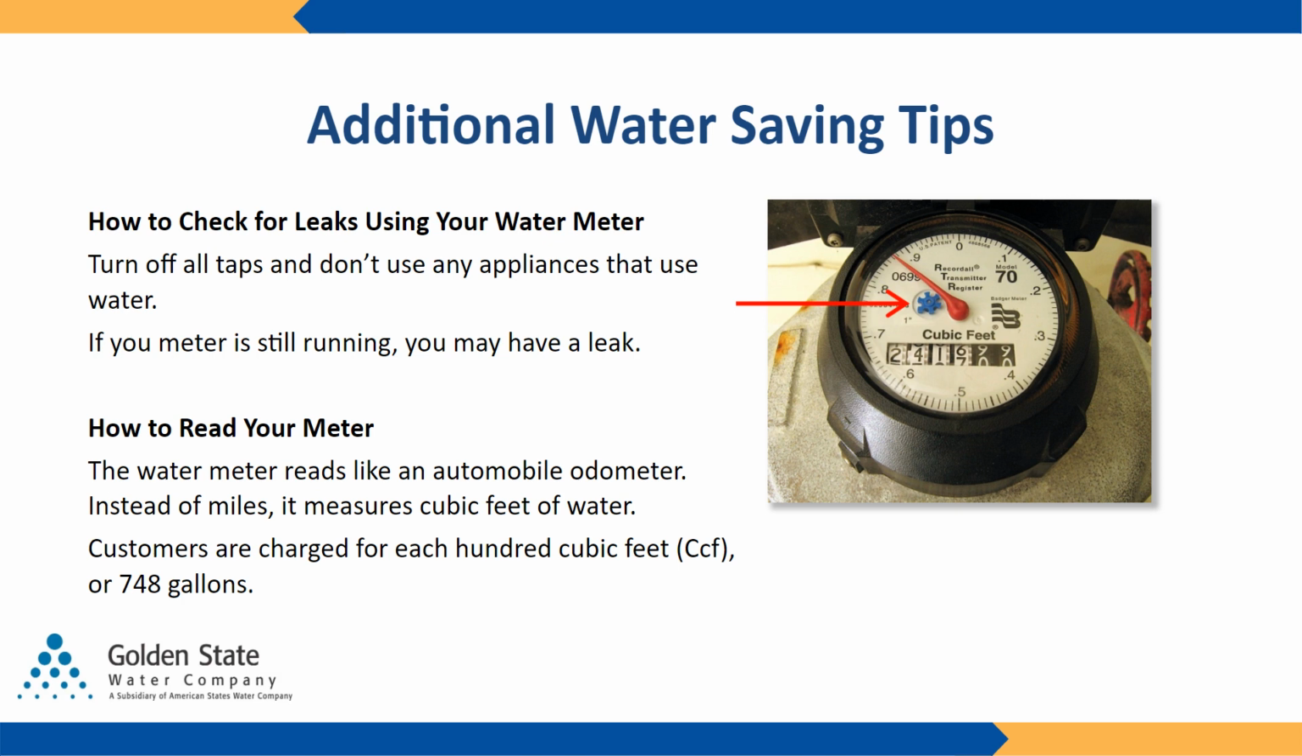First, turn off all the taps in your house, and be sure you are not using any appliances that use water. Your water meter should not be running. Check the small dial on your meter to see if it is turning. If the dial is still turning, this indicates your water meter is still running and chances are you have a leak somewhere. If you are unsure of how to read your meter, you can always contact the Golden State Water Customer Service line at 1-800-999-4033 if you have any questions.